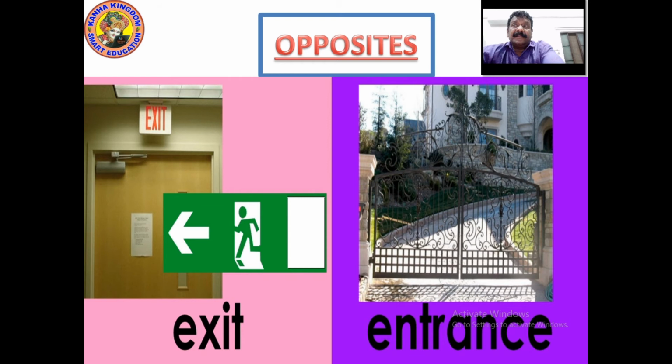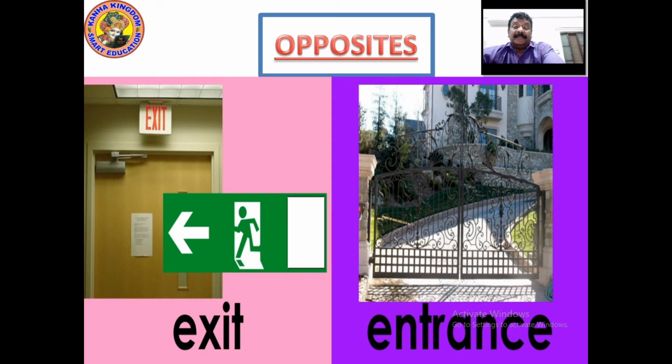Now, look at the opposites. Exit, entrance. When you talk about exit, what is exit? An exit is a place from where you go out of a mall, theaters. There is always a way from where you go out. That is called an exit. Right? Exit, E-X-I-T, exit. And opposite of exit is what? Opposite of exit is entrance.